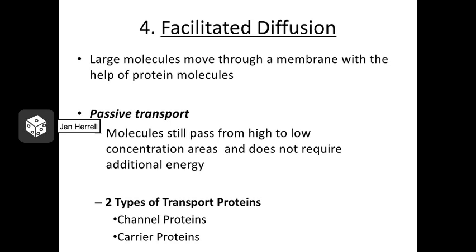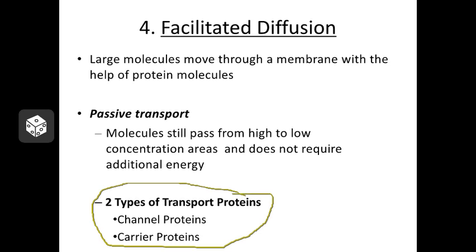Now, even though we're going to be using transport proteins as helpers in this method, it's important to note that facilitated diffusion is still passive. So we're still moving molecules from areas of high concentration to low concentration, and we're not using any extra ATP energy. It's just that the molecules are kind of awkward. They can't get across the membrane on their own, so they need a special helper to get them across.